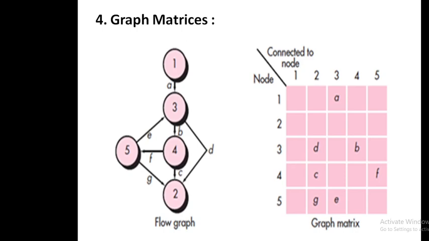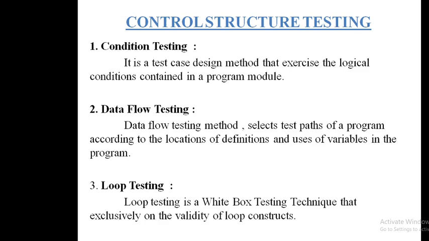So these are the four points in basis path testing. Then the second concept is control structure testing. Control structure testing contains three points. One is condition testing, second one is data flow testing, and third one is loop testing. In this, first one is condition testing.